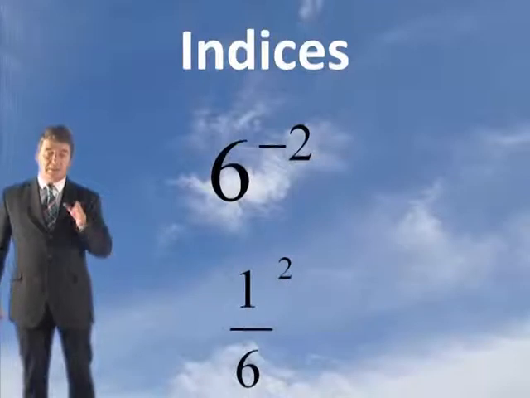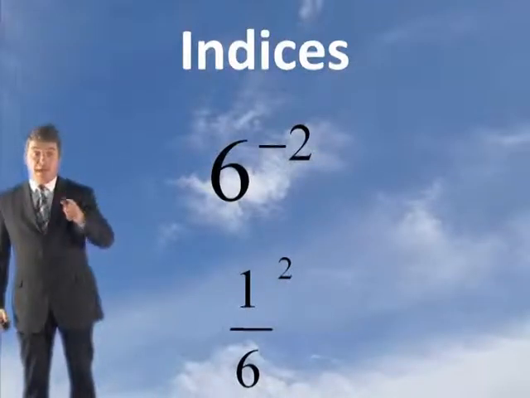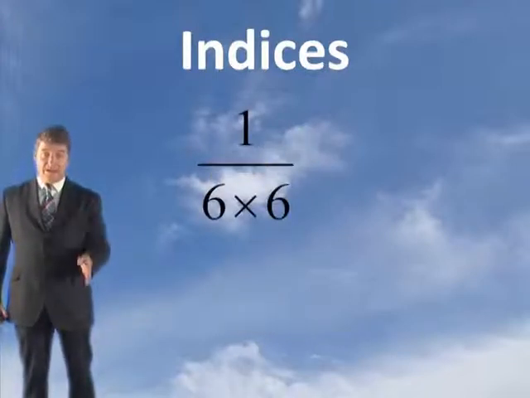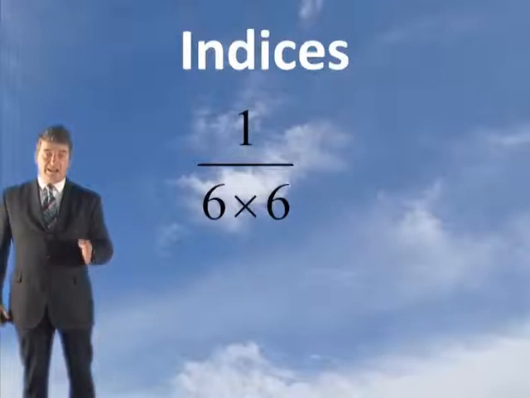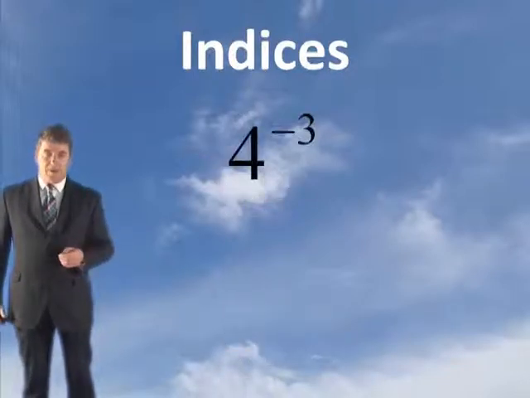So if it says to the power of minus 2, it means 1 divided by 6 to the power of 2. And what does that equal? Well, that equals 1 divided by 6 times 6, which is 1 over 36.